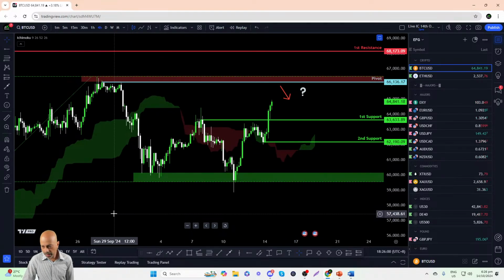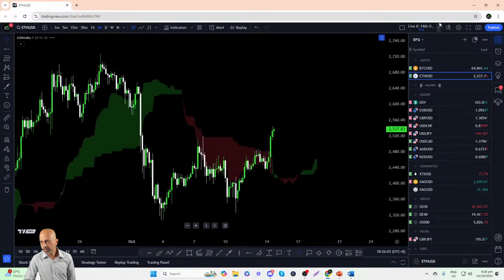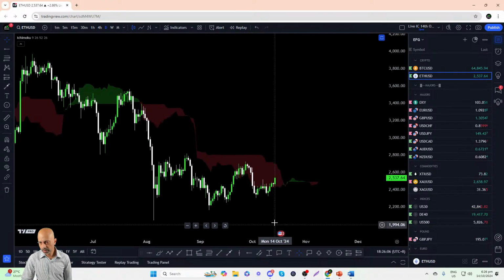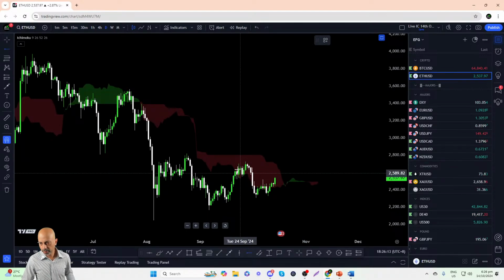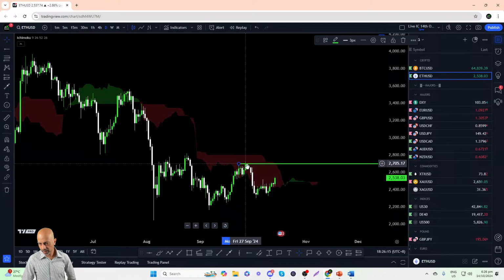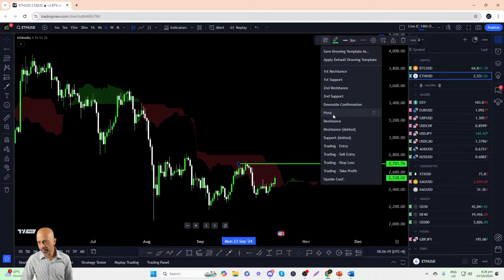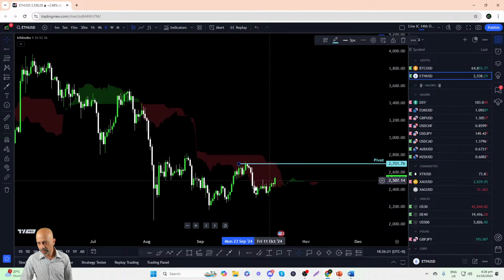Okay, we've just got time for Ethereum, so let's just cover Ethereum. Similar story for Ethereum, it is rising up, maybe coming close to this swing high resistance here. There's a nice swing high resistance at the end of September at 2,701. This can be identified as the pivot for today. So once again, rising strongly towards this level.